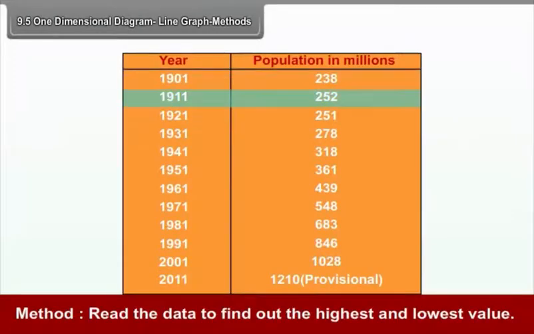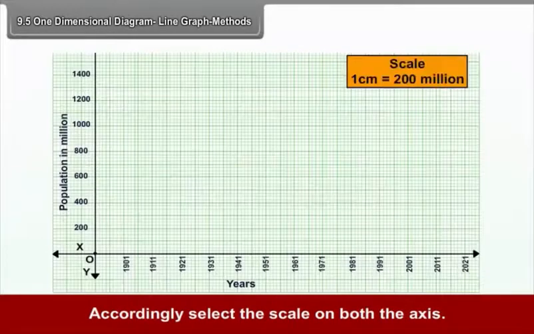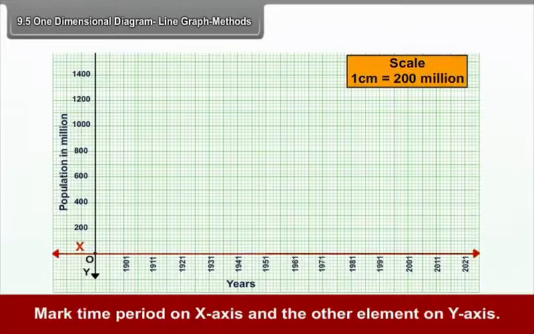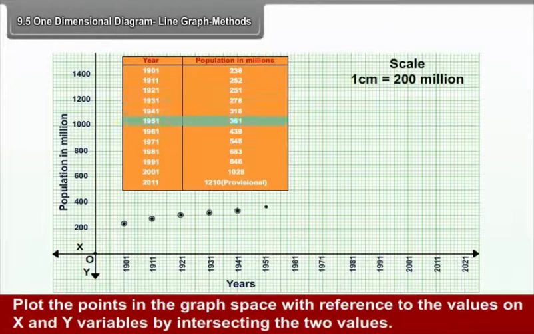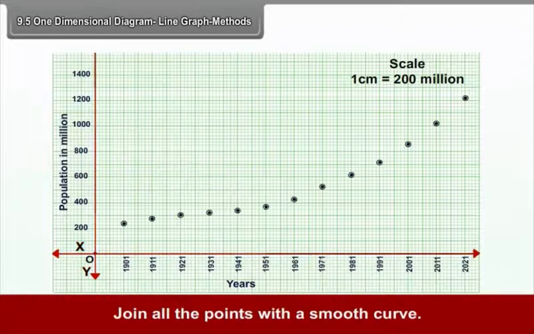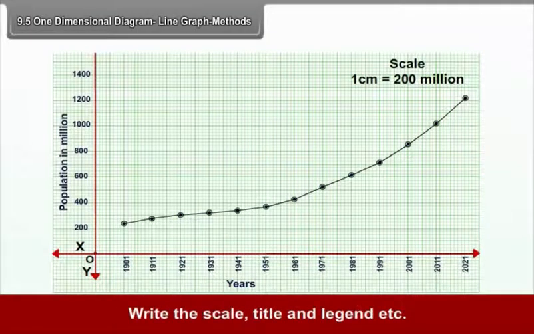Method. Read the data to find out the highest and lowest value. Accordingly, select the scale on both the axes. Mark time period on x-axis and the other elements on y-axis. Plot the points in the graph space with reference to the values on x and y variables by intersecting the two values. Join all the points with a smooth curve. Write the scale, title, and legend, etc.